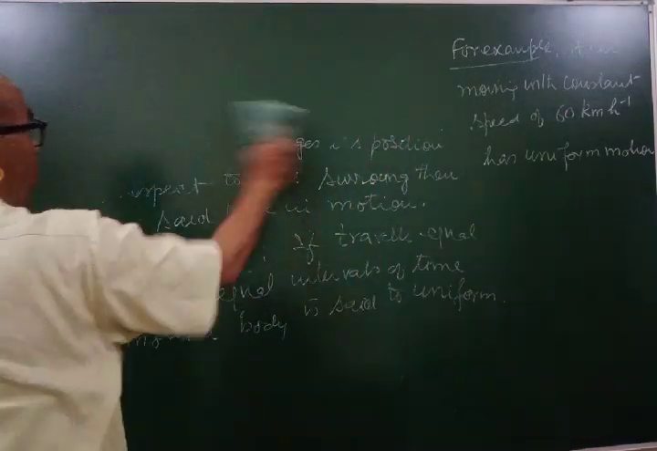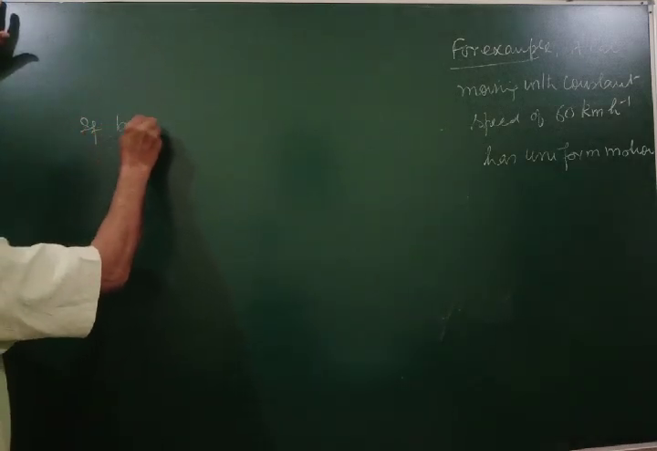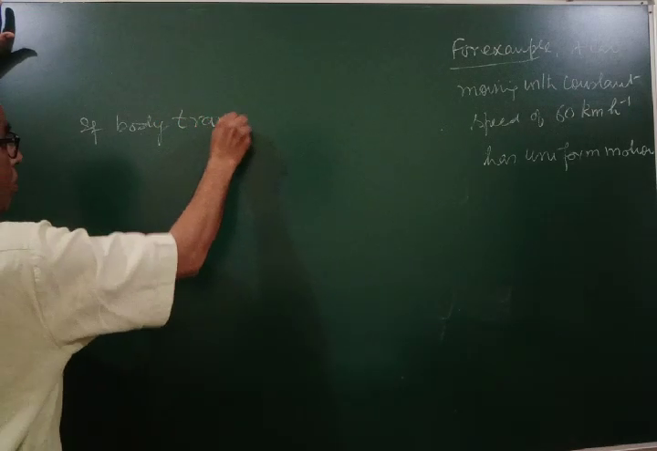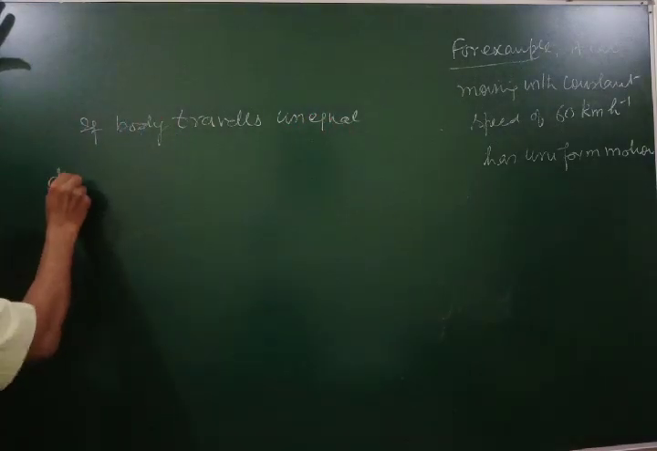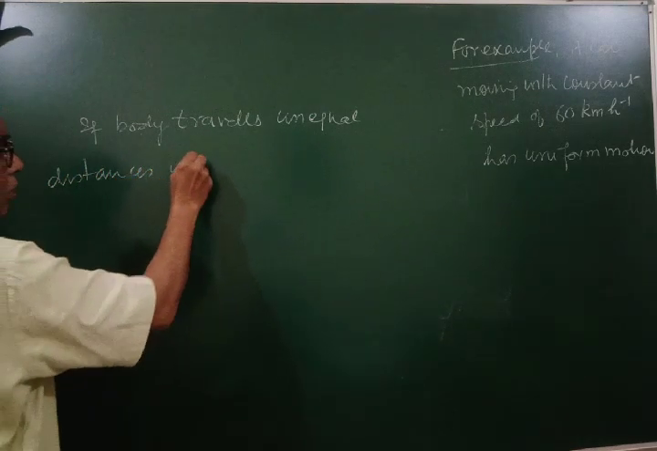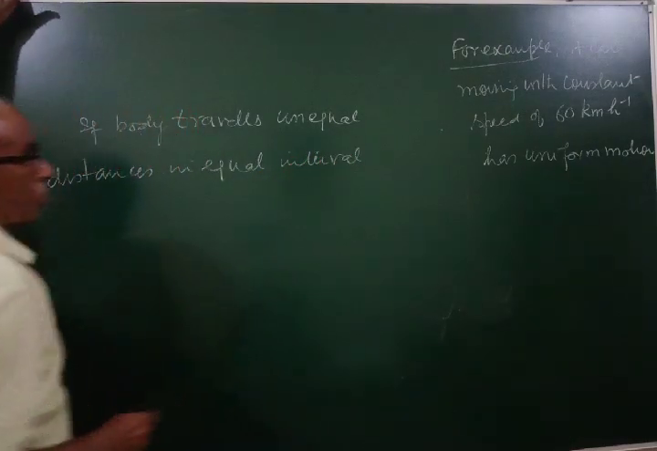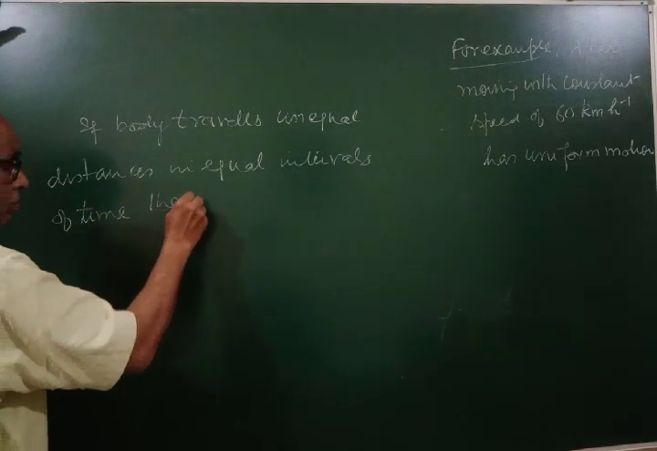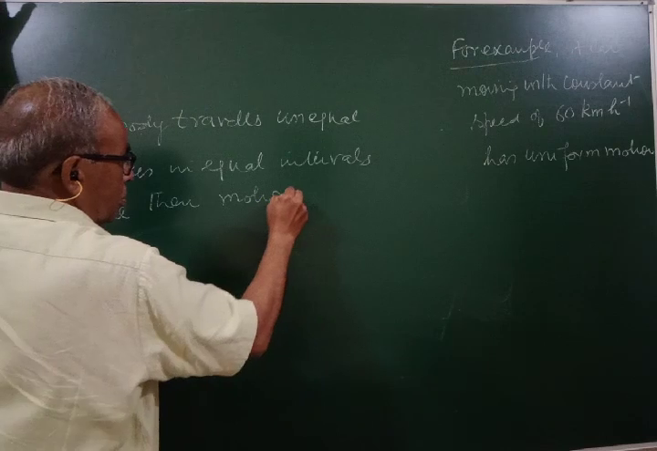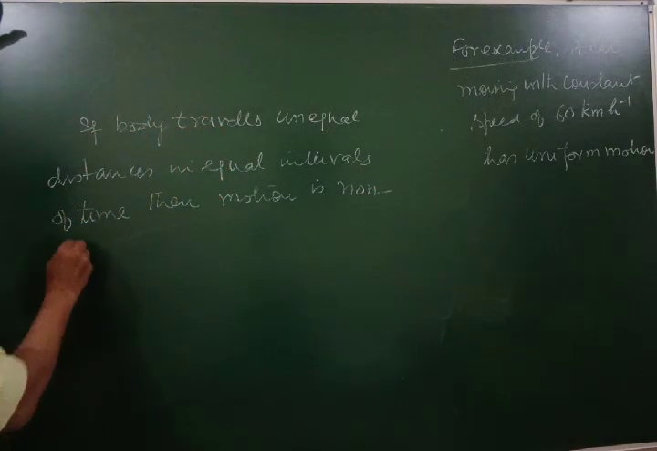If a body travels unequal distances in equal intervals of time, then the motion is non-uniform. Non-uniform.